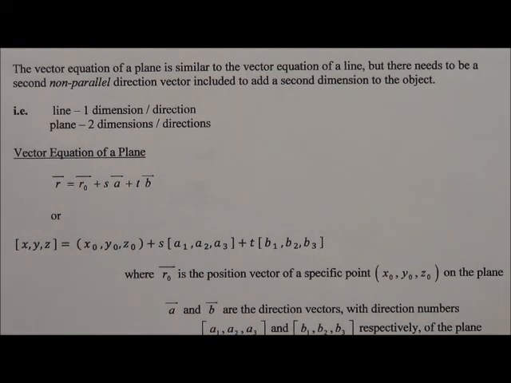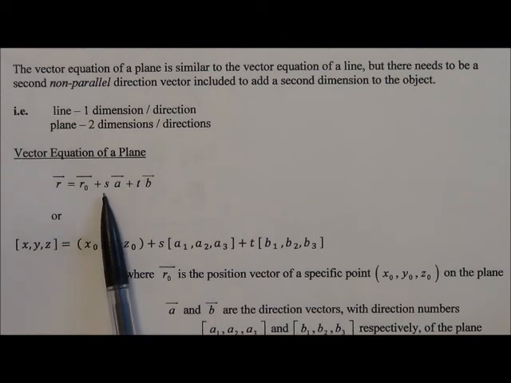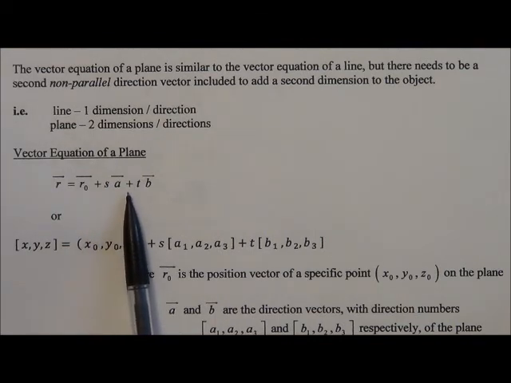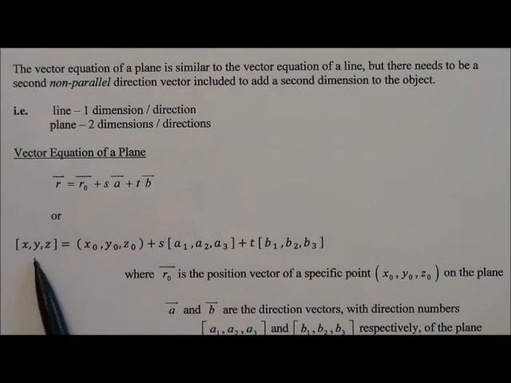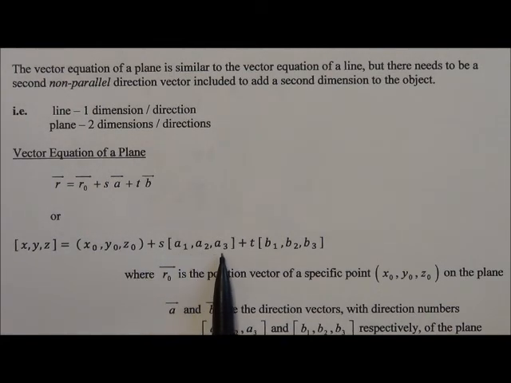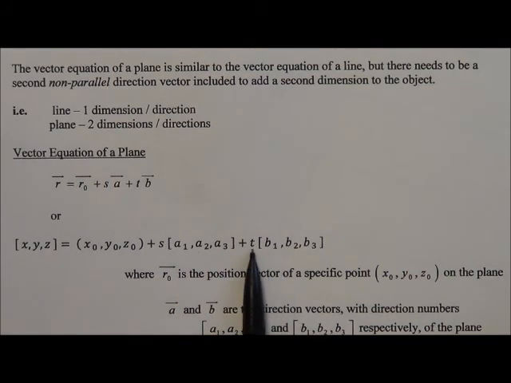So the vector equation of a plane is in the form vector r equals vector r naught plus s times vector a plus t times vector b. Or otherwise seen as x, y, z equals x naught, y naught, z naught plus s times a1, a2, and a3, which could be a sub x, a sub y, and a sub z, plus t times b1, b2, b3, which of course could be b sub x, b sub y, and b sub z.